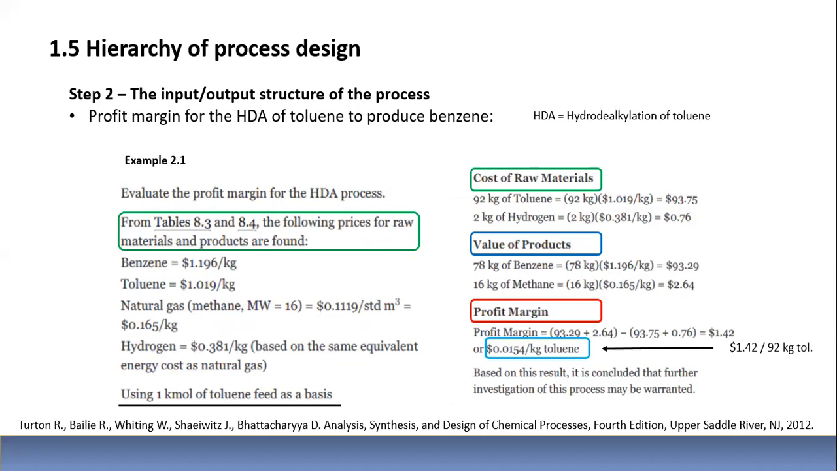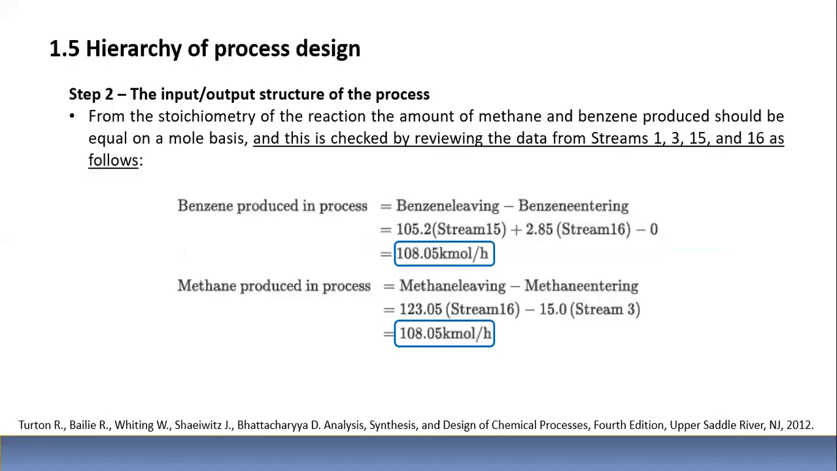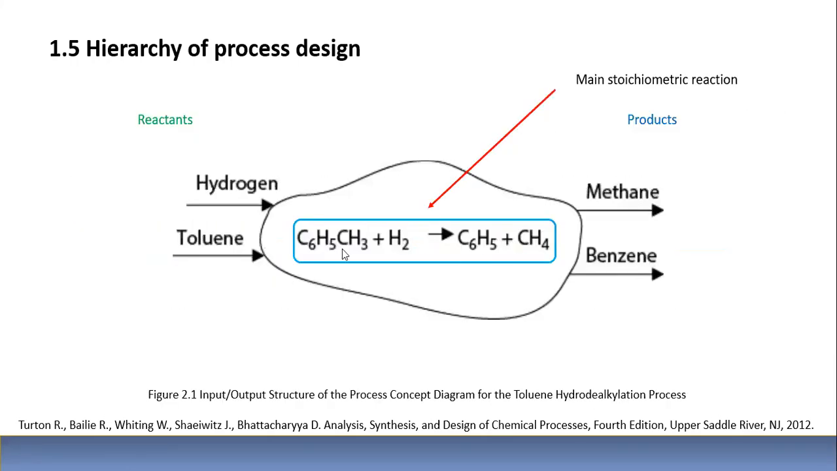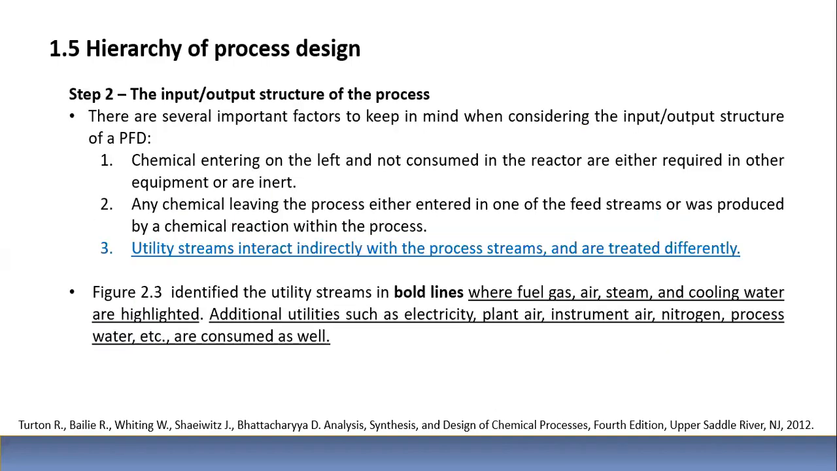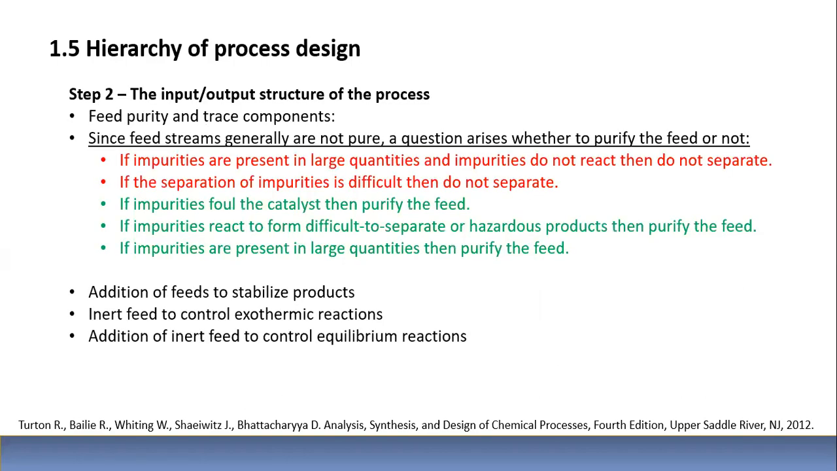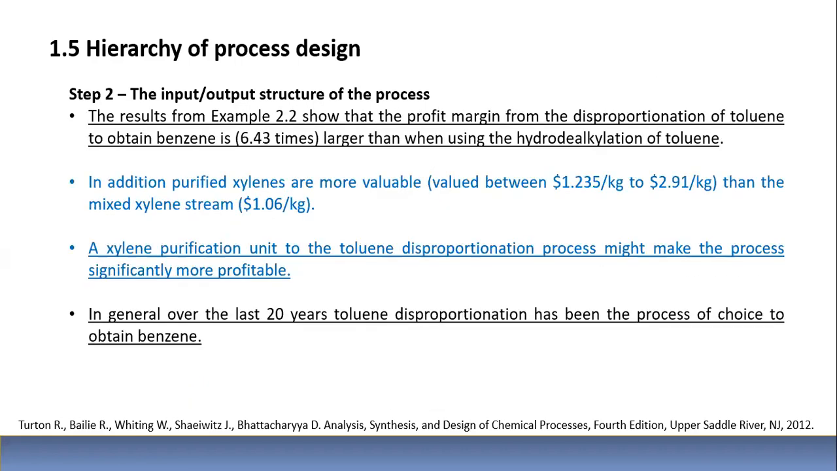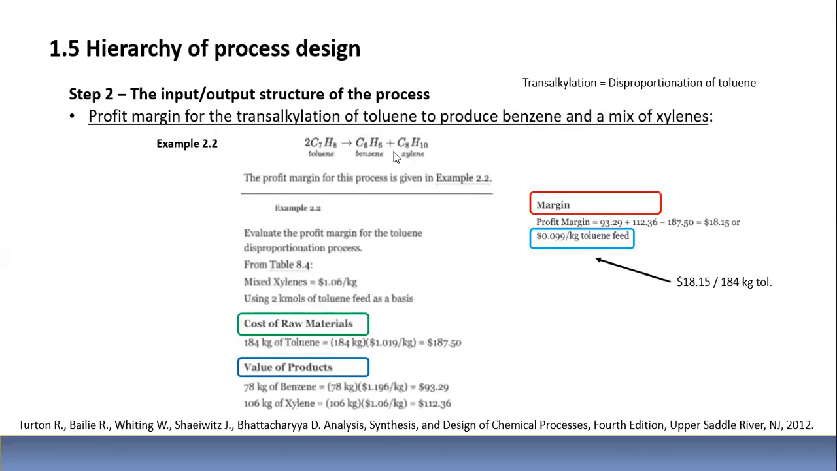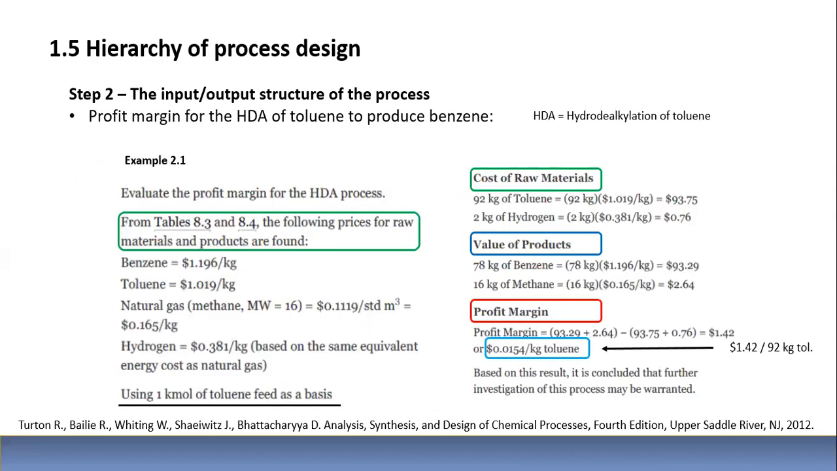the hydrodealkylation process. That is, we have the main stoichiometric equation using hydrogen as a reactant with toluene to obtain benzene and methane. So this process was a lot less profitable than the transalkylation process. The results show 6.4 times. This transalkylation process was 6.4 times more profitable than the toluene hydrodealkylation process.